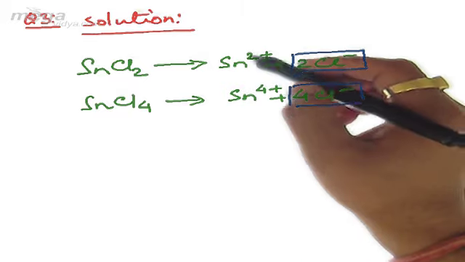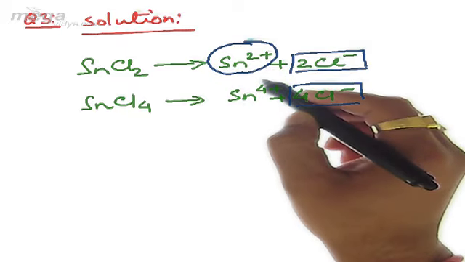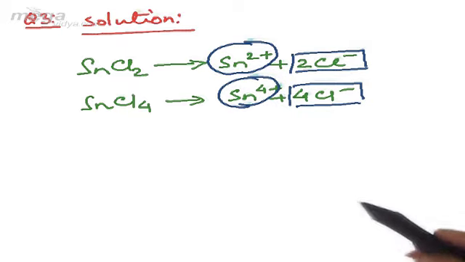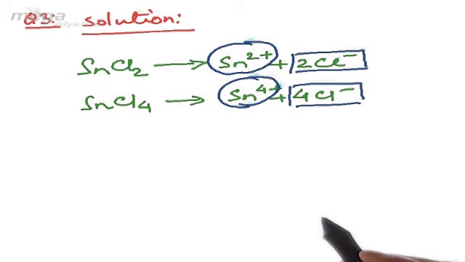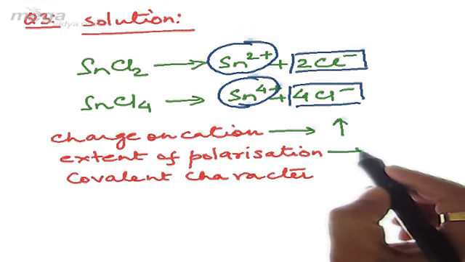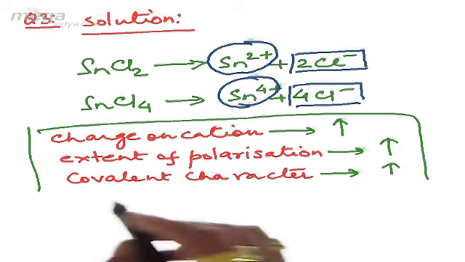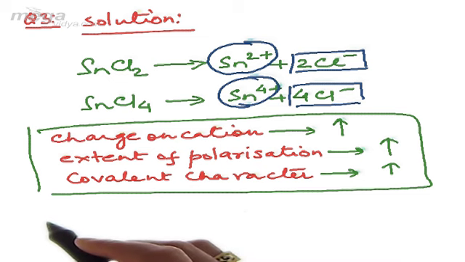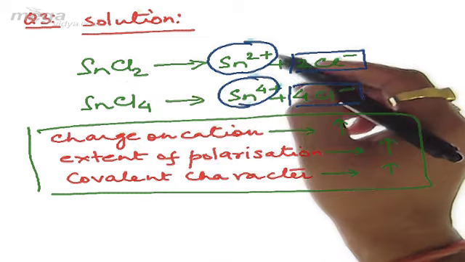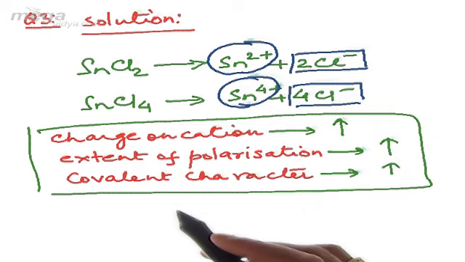But here in SnCl2, the charge on Sn is 2 positive, whereas the charge on Sn in SnCl4 is 4 positive. Now we have discussed already that when the charge on cation increases, the covalent character increases. So we can conclude that when the cationic charge increases, the extent of polarization also increases and the covalent character increases. So SnCl2 will be less covalent than SnCl4 because the charge on Sn is 2 positive, which is smaller than the charge on Sn, which is 4 positive in SnCl4.